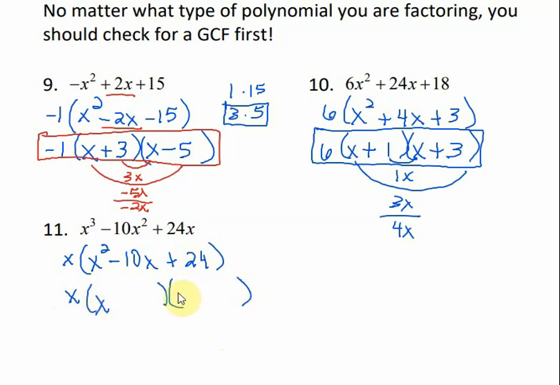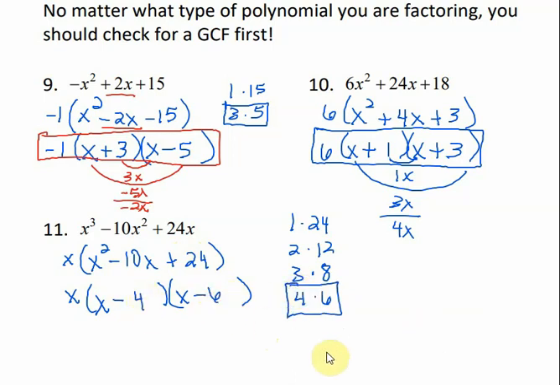And I have x, and my signs, this tells me my signs are the same, but this time they're both negative. Okay, so for 24, 1 and 24, 2 and 12, 3 and 8, 4 and 6. Okay, so which one of these would add to give me 10? 4 and 6. And again, since both of these signs are the same, it doesn't matter which order we put it in. And then we can double check it, and this is our answer.